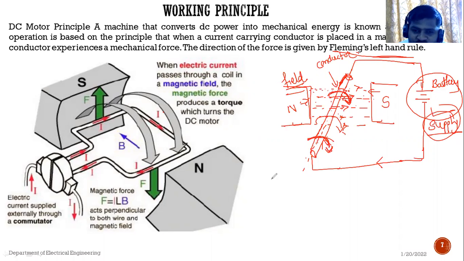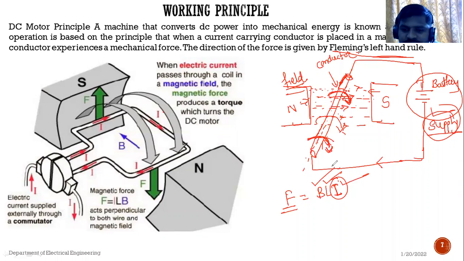Okay, this magnetic force, that is force F, is equal to B into L into I, or we can call it BIL. What is meant by I? हा फोर्स किती जनरेट होतोय, that means it depends upon current, it depends upon L and it depends upon B. What is L? L काय आहे?